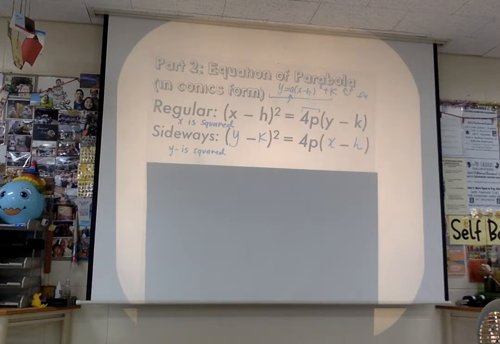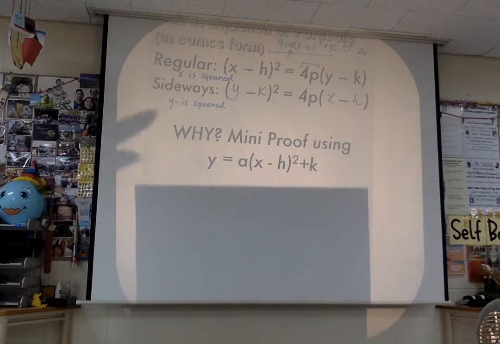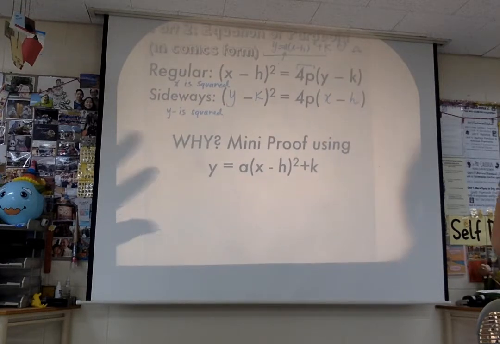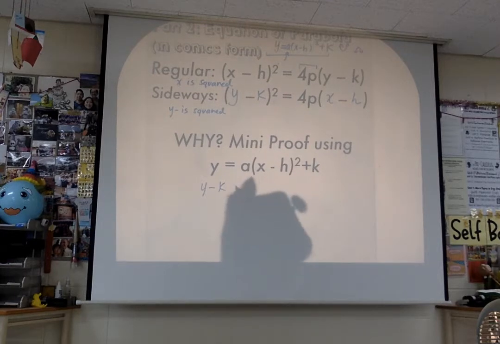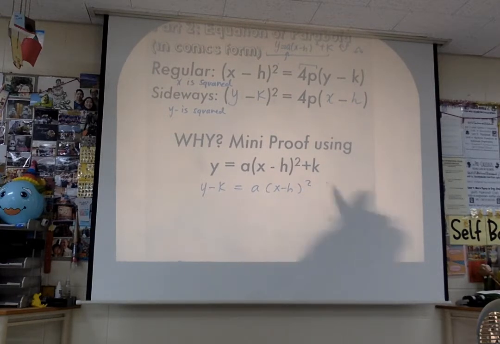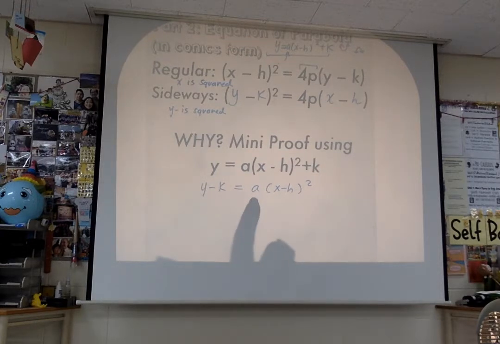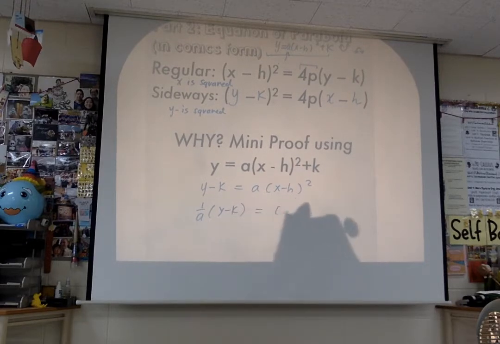But how did it get from here to this? I'm sure a lot of you have already figured it out, but we're going to subtract k. y minus k. Oh, we're getting really close already. Look, y minus k. And we're going to get rid of a because we're going to solve for x minus h. So I'm just doing one of the cases. So 1 over a, y minus k is equal to x minus h squared. Pretty good. All right, now we're done pretty much.